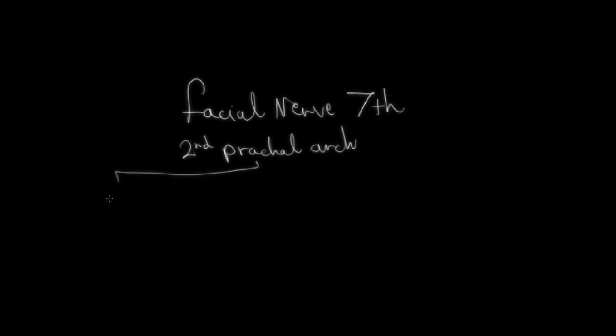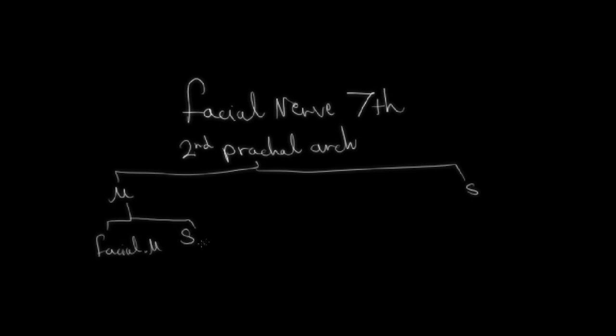The facial nerve is the seventh cranial nerve, derived from the second branchial arch from embryology. Okay? There are two components of the facial nerve, a motor component and a sensory component. The motor component stimulates the muscles of facial expression, and innervates the stapedius muscle in the inner ear to protect the ear from loud voices.